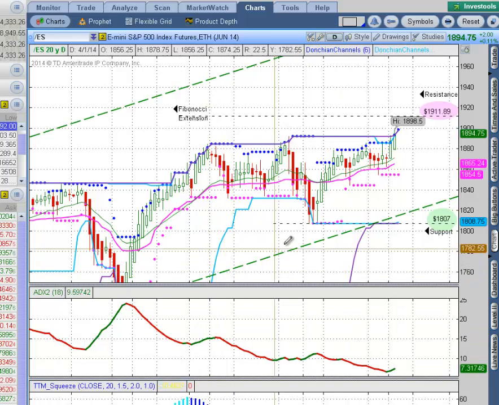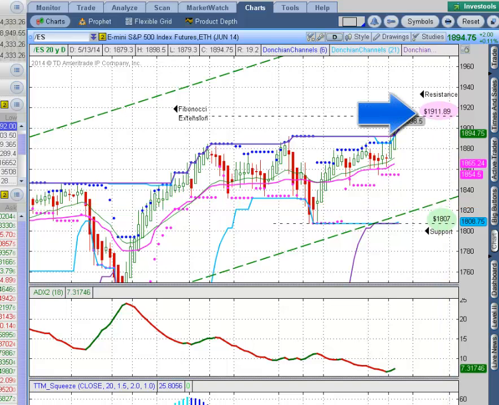Price remains in the long-term uptrend channel. Resistance is at 1912 as seen by the pink oval, and support is at 1807 as seen by the green oval.